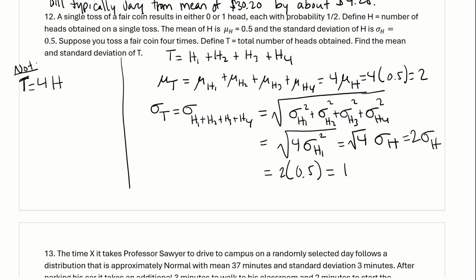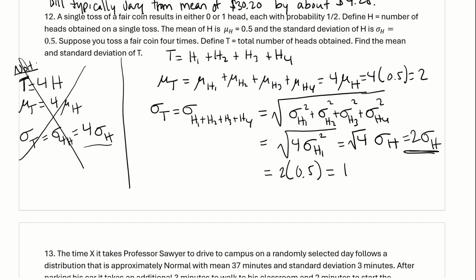Because when you calculate the mean of this, you get 4 mu h, right? But the mean of 4h is 4 mu h, and the sigma of 4h is just 4 sigma h, right? And we know that's not the case for this problem, because it was actually 2 sigma h, not 4 sigma h. So do not do this. This is something that you do not want to do.